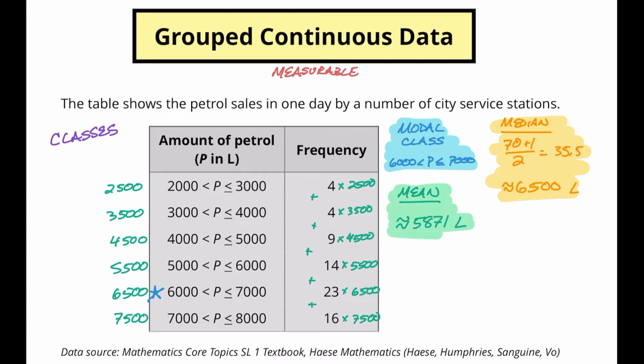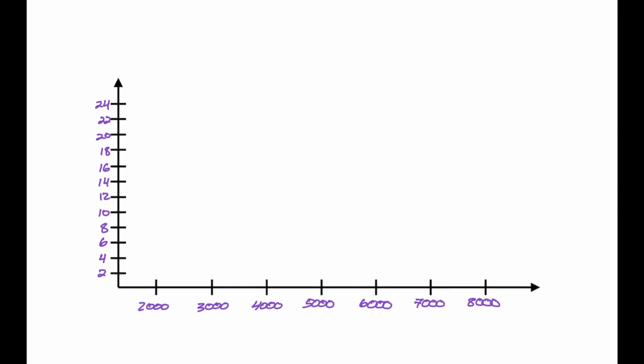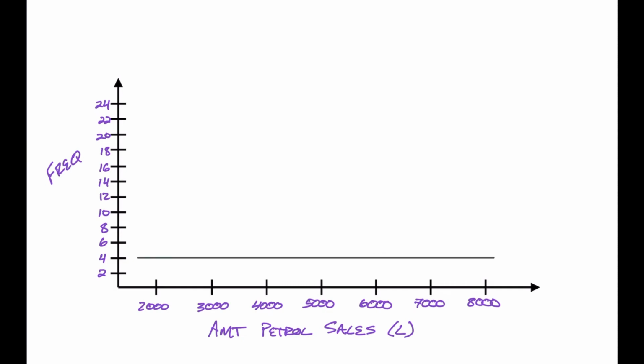And this is all well and good. This tells us a little bit about our center. We're kind of hanging out up in this area for our center. But what does this distribution actually look like? I've got a graph started for us down here. And what we have on this side is the amount of petrol sales in liters, or the amount of petrol sold maybe. And over here we've got our frequency. So I'm going to do a little bit of a cheat. I'm going to have a nice long horizontal line here so that way I can make a nice clean graph.